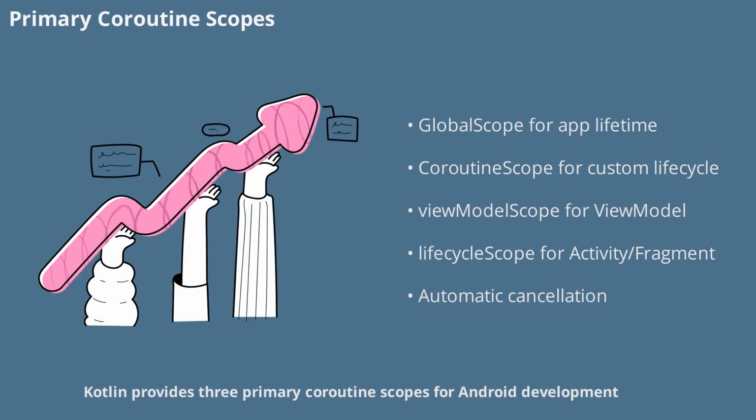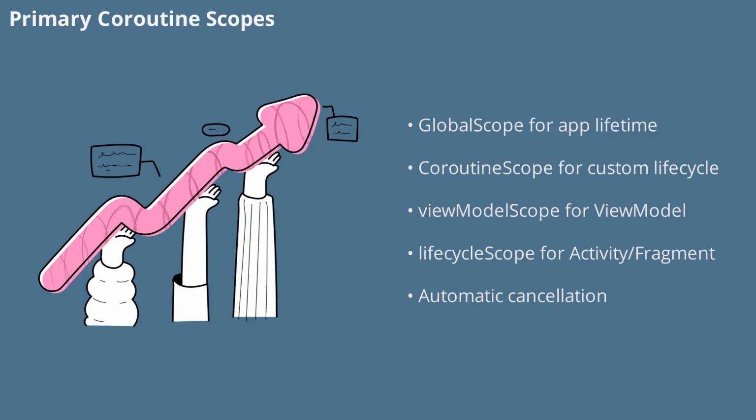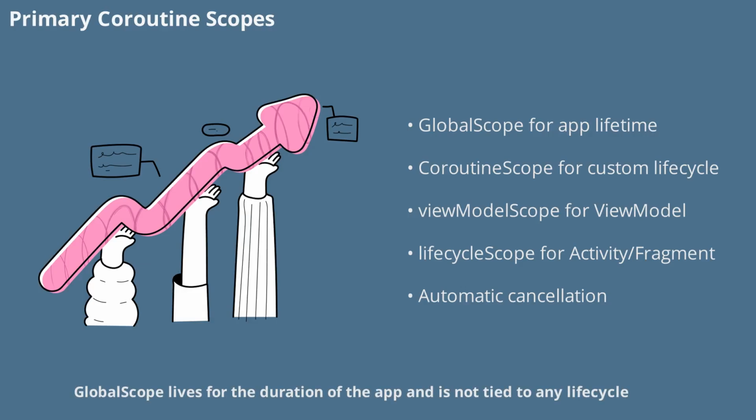Kotlin provides three primary coroutine scopes for Android development: GlobalScope, CoroutineScope, and Android-specific scopes like viewModelScope and lifecycleScope. GlobalScope lives for the duration of the app and is not tied to any lifecycle, making it risky for most use cases. CoroutineScope allows custom lifecycle and context management, ideal for repositories or service classes. Android-specific scopes tie coroutine lifecycles to components, automatically canceling coroutines when the component's lifecycle ends, reducing manual cleanup and preventing leaks.